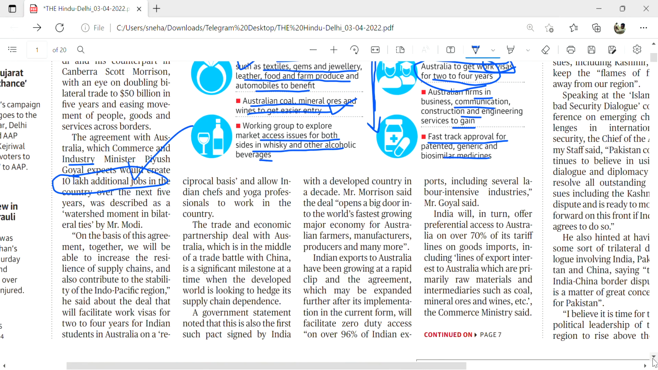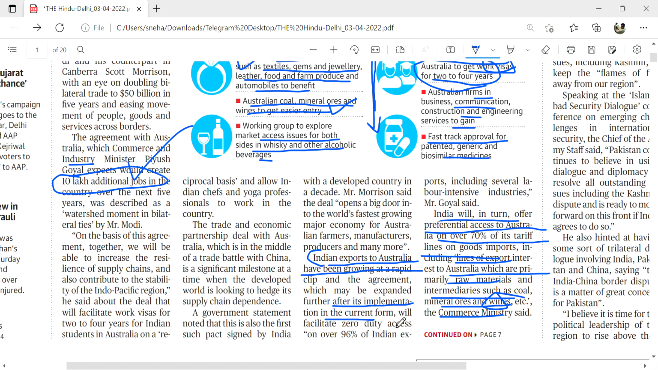It has also been agreed that India will in turn offer preferential access to Australia on over 70% of its tariff lines of goods imports, including lines of export interest to Australia, which are primary raw materials and intermediates such as coal, minerals or wines, as Commerce Minister Piyush Goyal said. India's exports to Australia have been growing at a rapid clip, and the agreement will facilitate zero duty access for over 96% of Indian exports, including several labor-intensive ones.